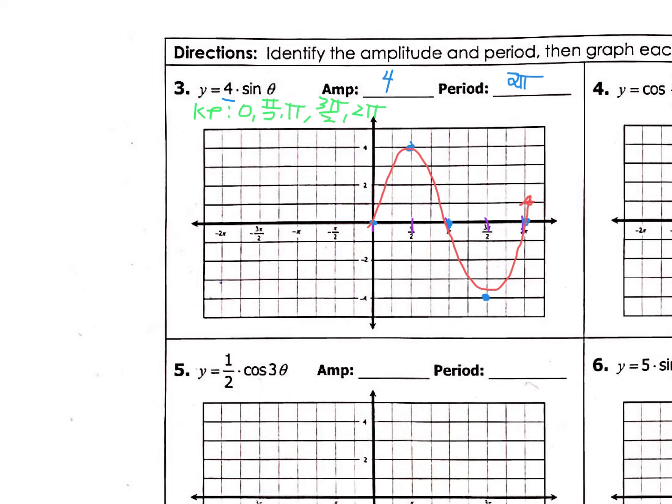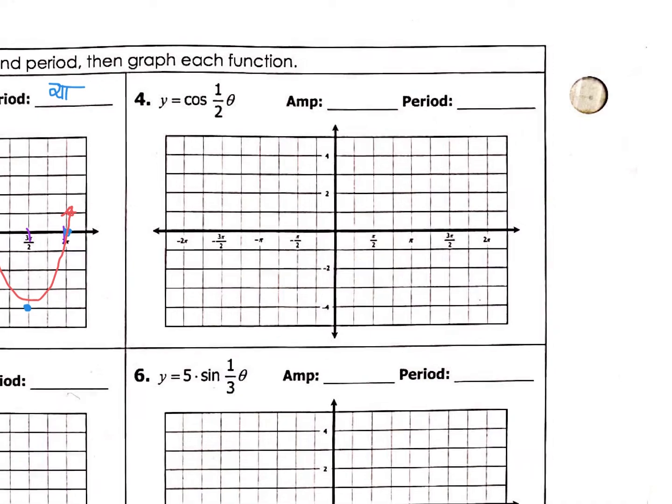So I'm going to go down to 4 at negative pi over 2, back to 0 at negative pi, up to 4 at negative 3 pi over 2, and back to 0 at negative 2 pi. And so then this represents the rest of the graph's sine curve. So yes, you do have to fill out the whole graph. Okay, so then let's move on to question 4.